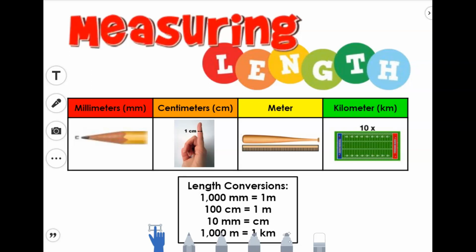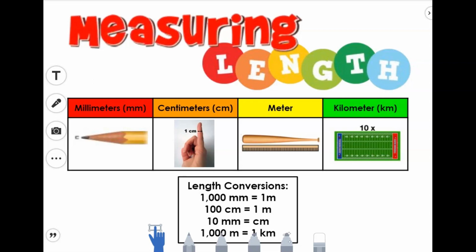Next, we have a meter. A meter we mark with a lowercase m, and it's about 3 feet long, and imagine a baseball bat. And finally, we have a kilometer. A kilometer is 1,000 meters. Imagine 10 football fields spread out.